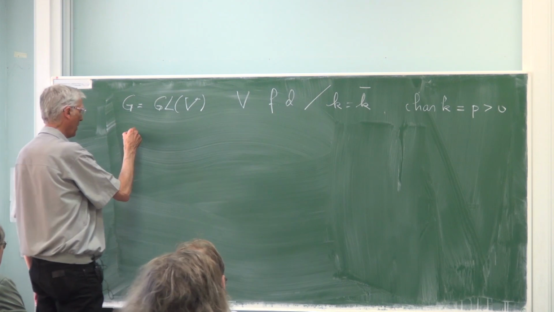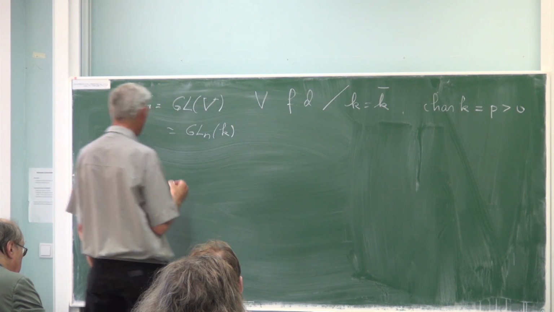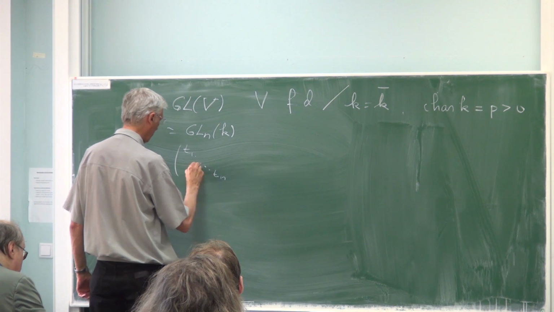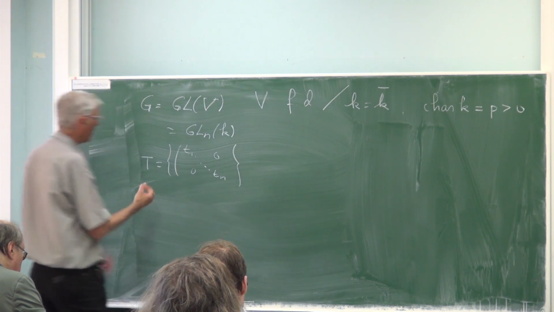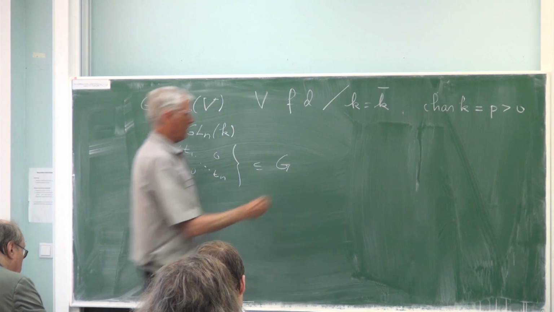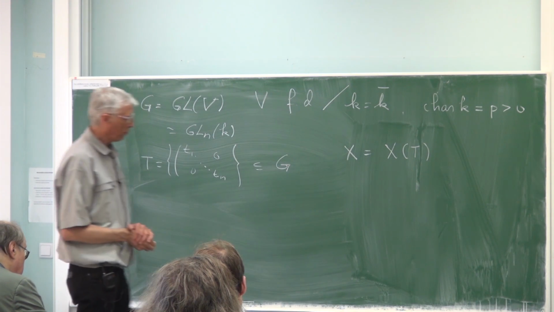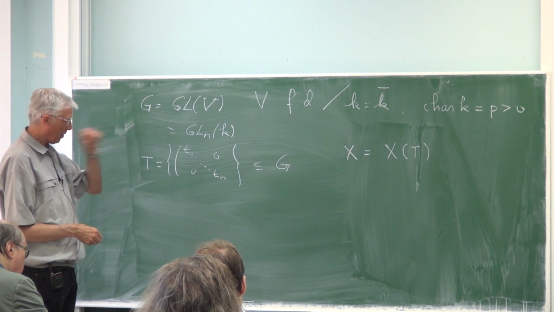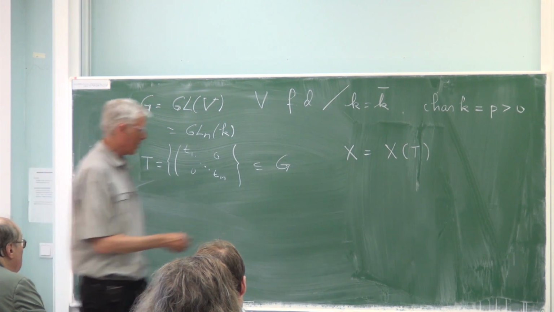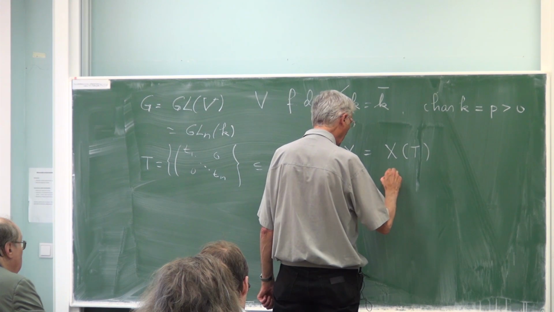So let's identify this with GL_n(K), n being the dimension of the vector space, and let's put T equal to the diagonal matrices in G, and then I will denote by X the character group, so the homomorphisms from this group into the one-dimensional multiplicative group. And inside there, I'll take the dominant weights.